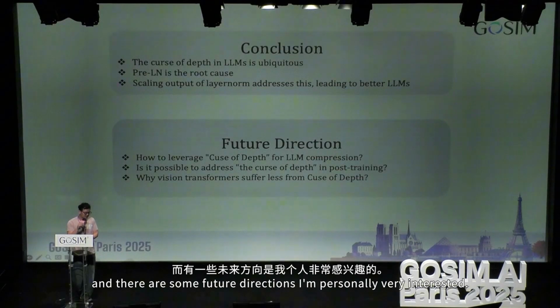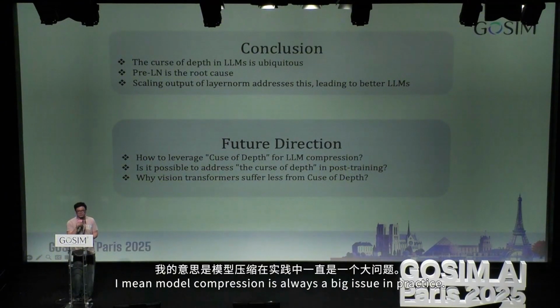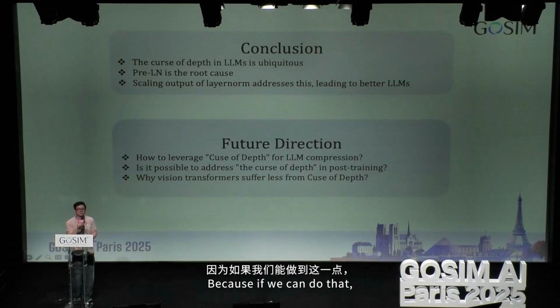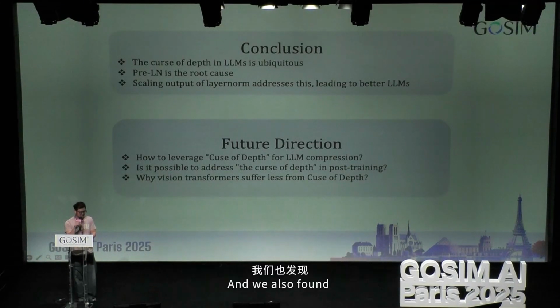And there are some future directions I'm personally very interested in. How can we further leverage the curse of depth to do model compression? I mean, model compression is always a big issue in practice. And is it possible to fix this issue in a post-training way? Because if we can do that, it would save many resources compared to pre-training again.